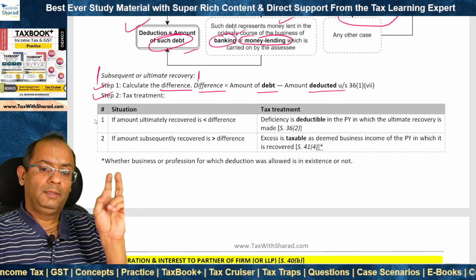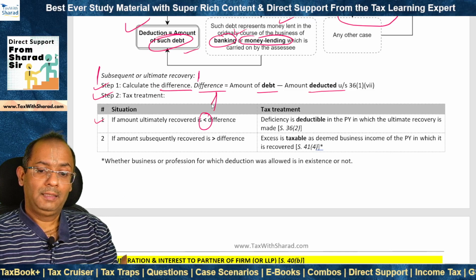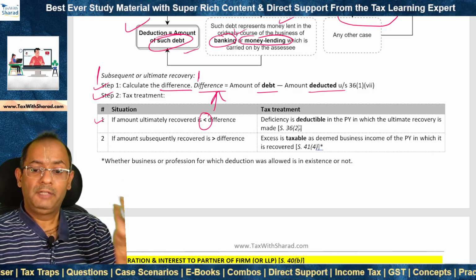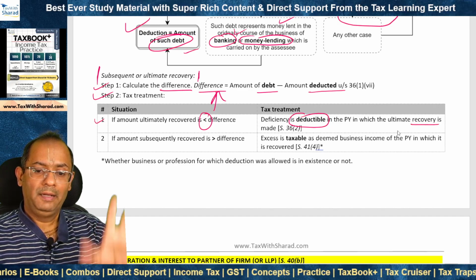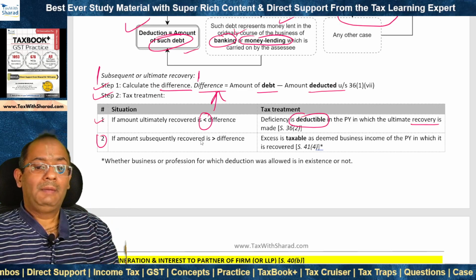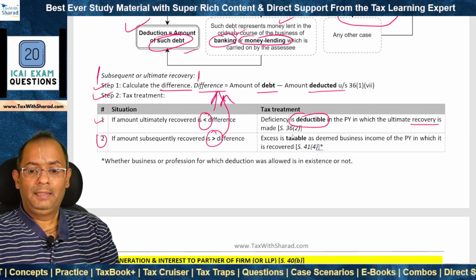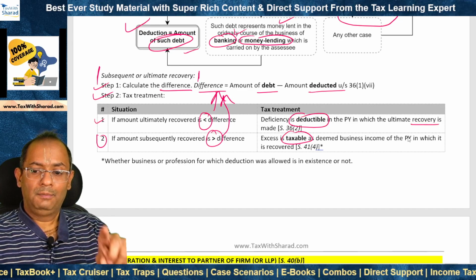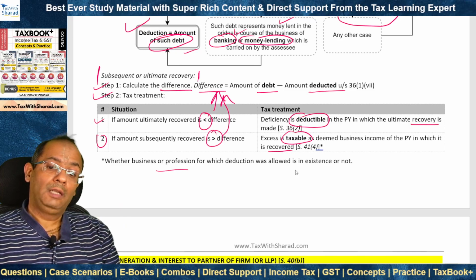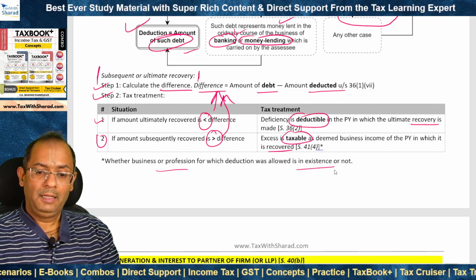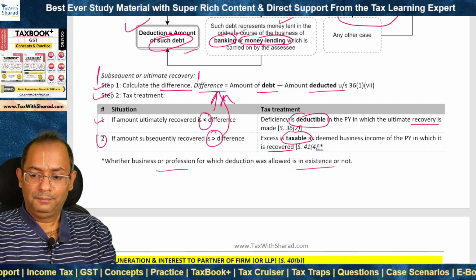In step 2, there are two situations. Number 1, if the amount ultimately recovered is less than this difference, then there is a deficiency. That deficiency is deductible in the previous year in which the ultimate recovery is made. But if the amount subsequently recovered is more than the difference, then there is an excess, and that excess is taxable as deemed business income of the previous year in which it is recovered. What if the business or profession for which deduction was allowed earlier is not in existence in the year of recovery, even then the excess is taxable.